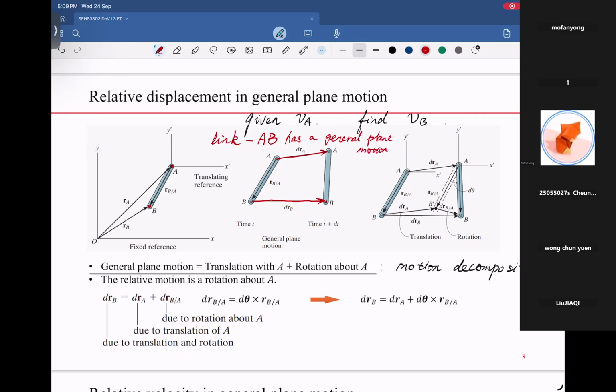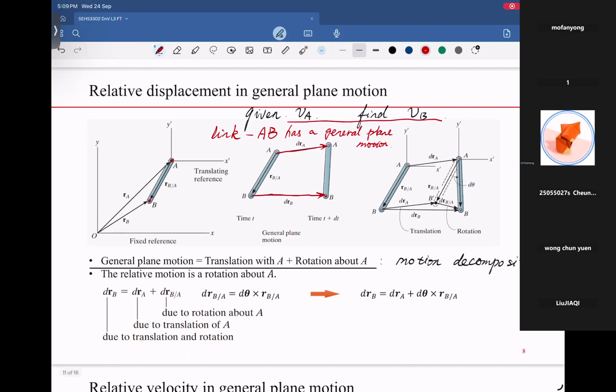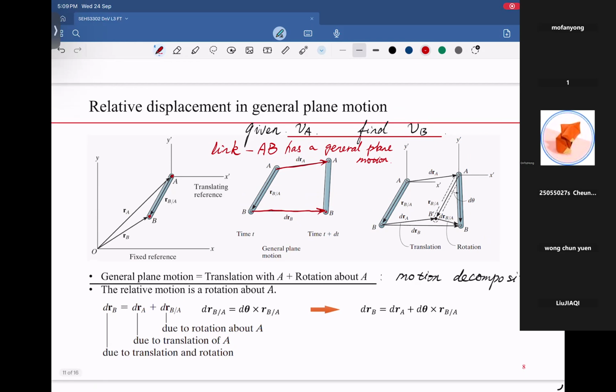General plane motion. So given VA, we want to find the relationship between VA and VB, and we continue. Okay, continue. So this motion can be regarded like this.